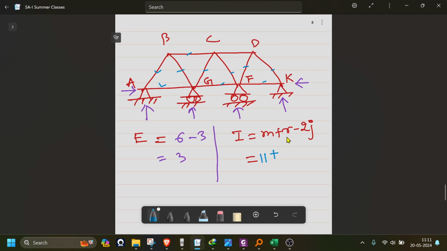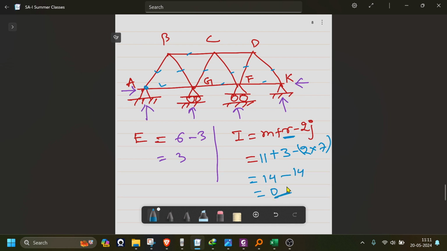And what is small r? 3, that is the number of equilibrium equations. And what is j? j is the number of joints: 1, 2, 3, 4, 5, 6, 7. Good. So 2 into 7. That is 11 plus 3 is 14, minus 14, that is 0.